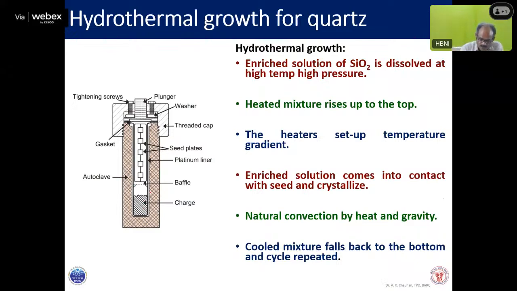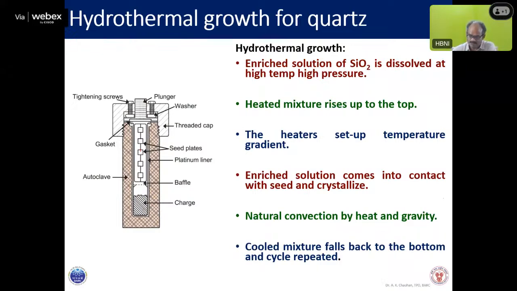You have an autoclave here, and then there's a baffle. The charge of silicon oxide is placed here, and then everything is closed. The temperature is raised. Several seeds are placed here with this one, and then the temperature is raised. So the water is flowing, taking the mineralizer with it, and then this charge slowly goes there, and it goes onto the seeds.